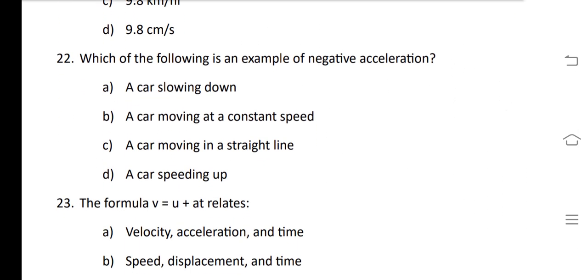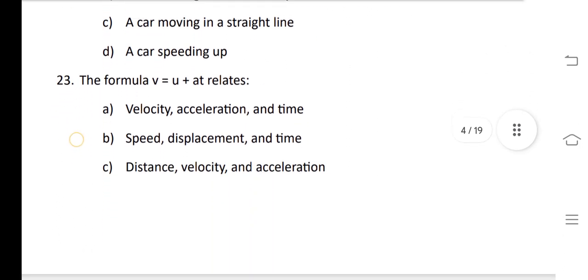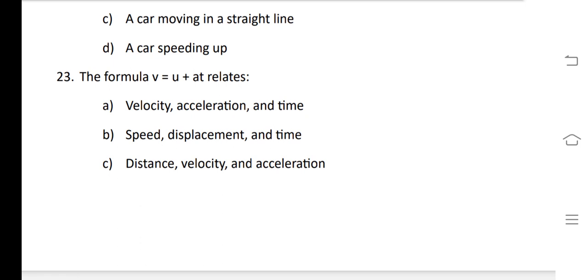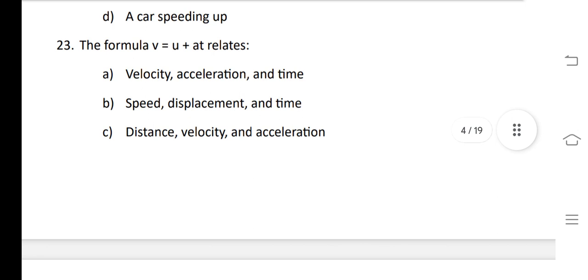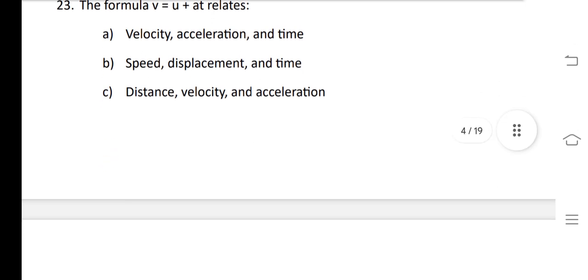In the next question, which of the following is an example of negative acceleration? In case of negative acceleration, the body is always decreasing its speed. So correct answer will be option number A, a car slowing down. In the next question, the formula V is equal to U plus AT relate. V and U here implies velocity. A indicates acceleration. T is the symbol for time. Correct answer will be option number A.